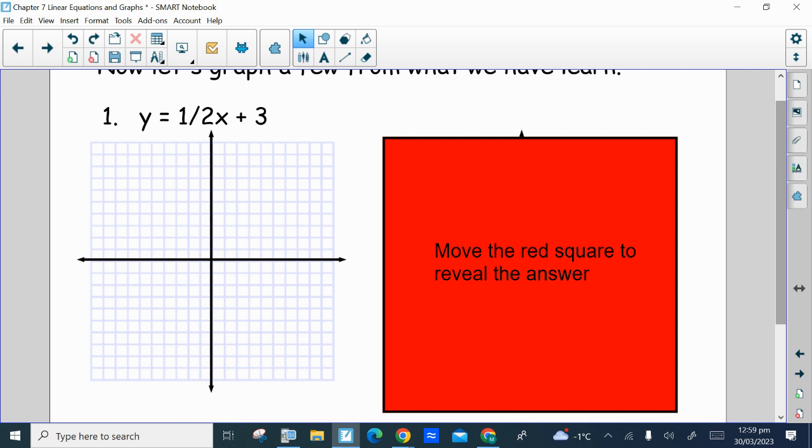But before we get there, is this a line, Declan? How do you know? No, that's not why it's a line. Is this a line? Is this a line? How can you tell by looking at an equation if it's a line or not? Exponents. There's no exponents here. That's right. So therefore it is a line.